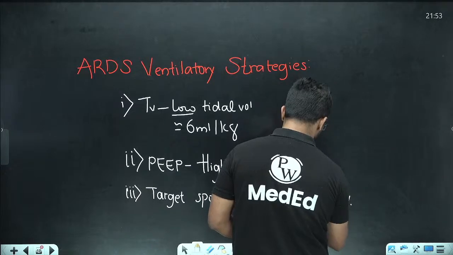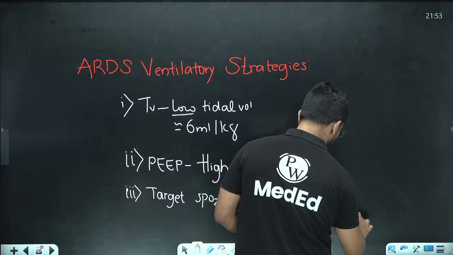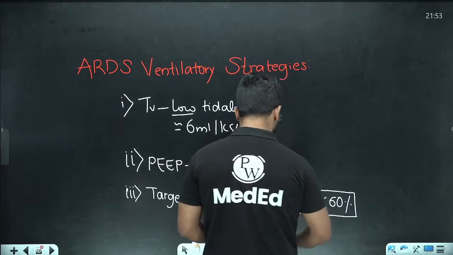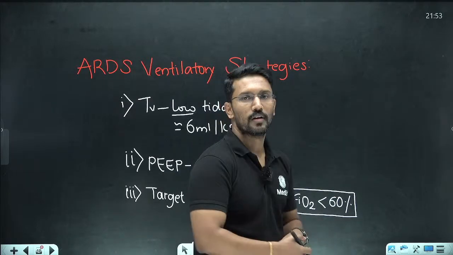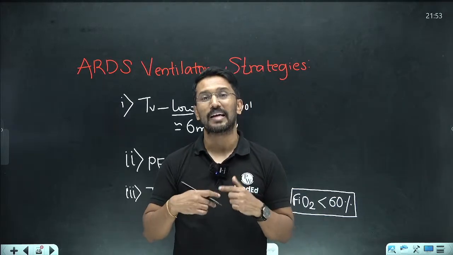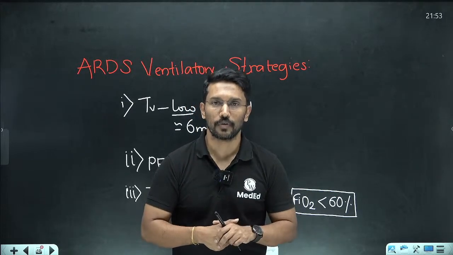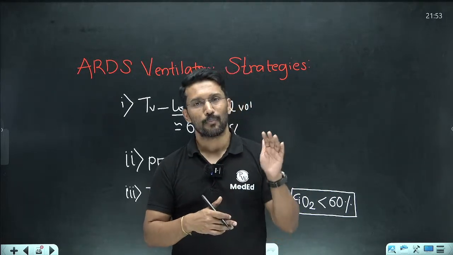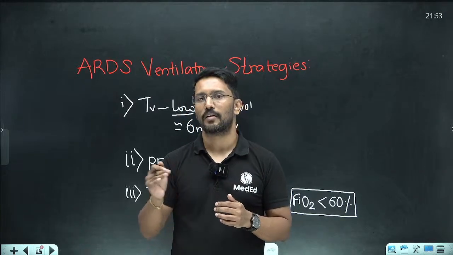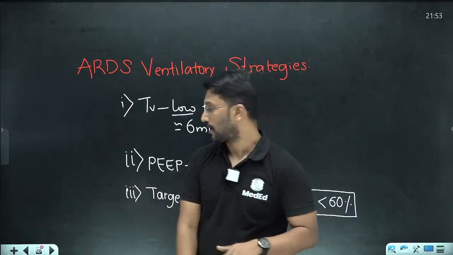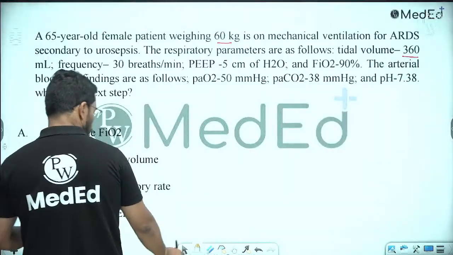That is the target. FiO2 less than 60%, because higher use of oxygen is associated with increased risk of lung fibrosis. Even if the patient recovers from ARDS, there is a high risk of lung fibrosis. So if you want to avoid that, bring down the FiO2 as quickly as possible. That is one target. Now let us go back to the question.